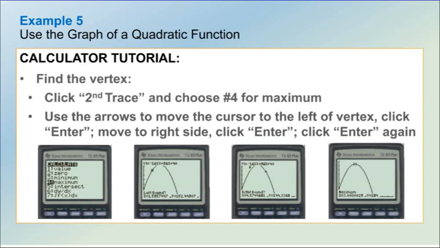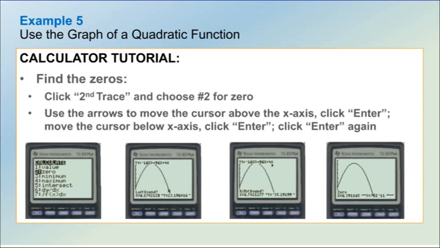So to find the vertex, you're going to hit second trace, choose option 4 because we have a maximum. And then you're going to move the cursor so you're on each side of the vertex. So you hit enter on the left-hand side, then hit enter on the right-hand side. And then when you hit enter a third time, it gives you your vertex. The vertex here would be 3, 184.